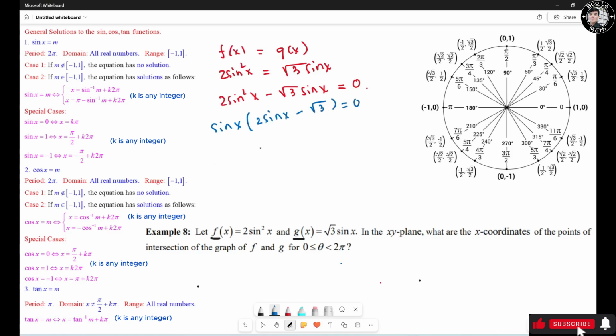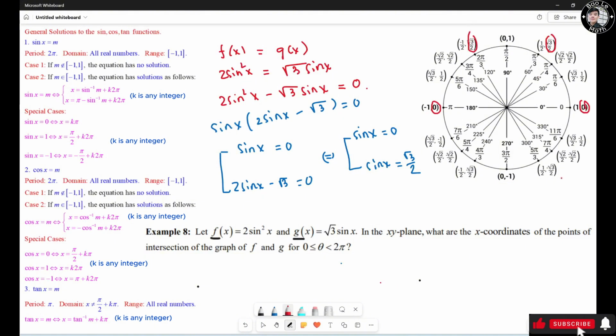So this is a zero product. You just let each of these factors equal to 0. So you have sine s equals 0 and 2 sine s minus root 3 equals 0. So then we have sine s equals 0 and sine s equals root 3 over 2. Now I look at the unit circle, so I have the first one right here, root 3 over 2, 0.